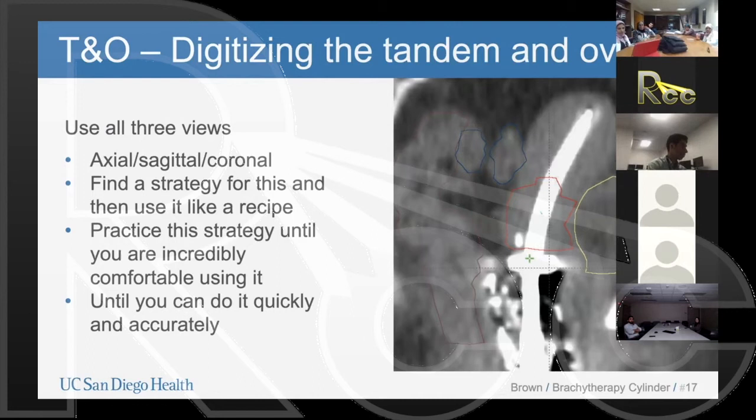But the need for accuracy is clear given that example. So again, I'm just gonna spend some time repeating this. You really wanna develop a recipe that works for you. And then every time you sit down to do a digitization, you just bang, bang, bang, bang, bang. You just work your way through your recipe.